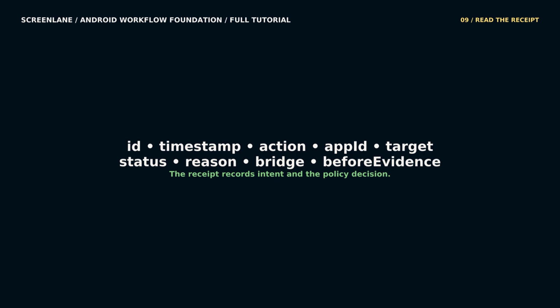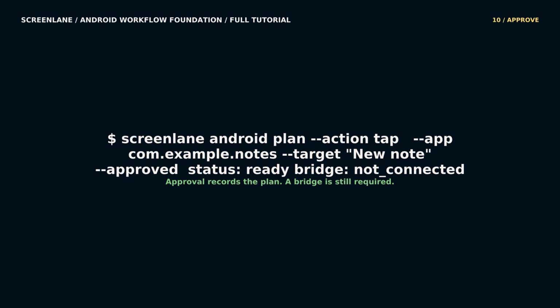Now test the sensitive application policy. Try to plan even an inspection for an identifier containing a protected class, such as bank, payment, wallet, password, credential, authenticator, or settings. ScreenLane returns blocked. This happens before approval is considered, because the protected class itself is not available to this workflow. The receipt records that policy decision and the reason.